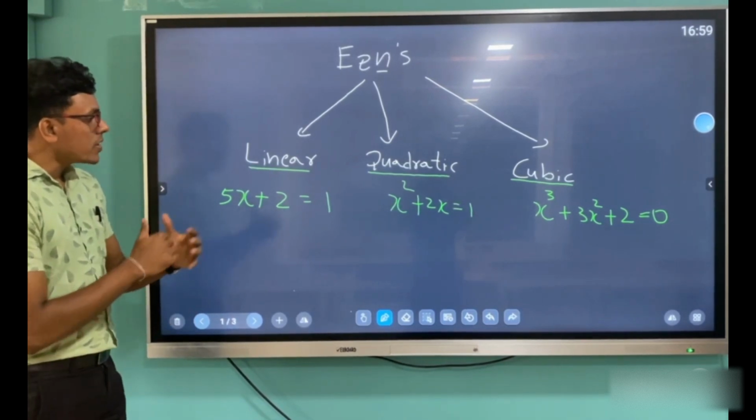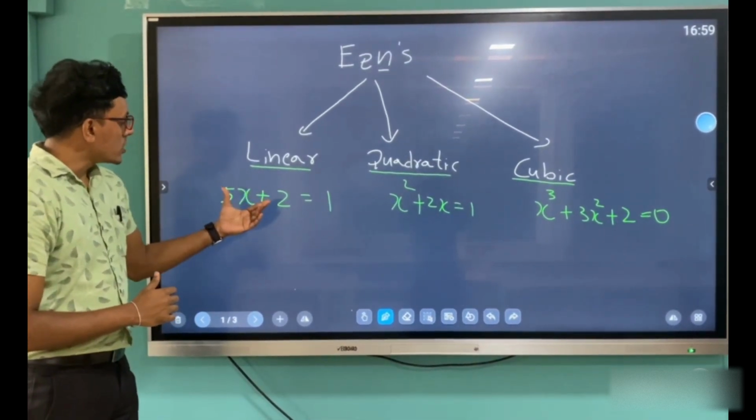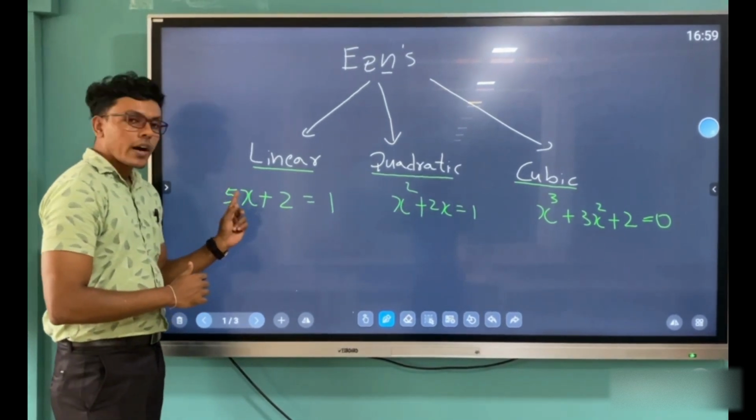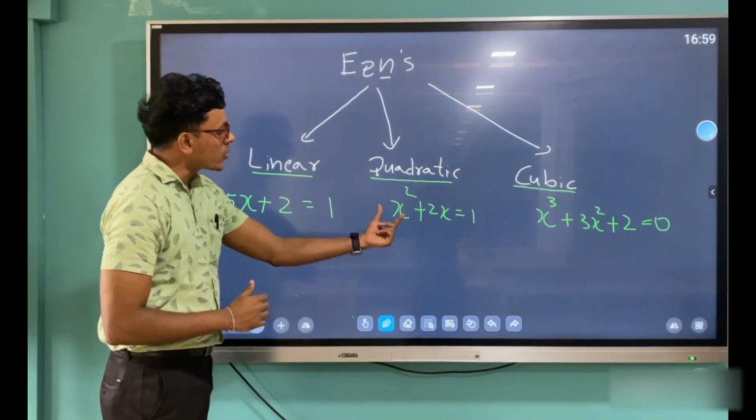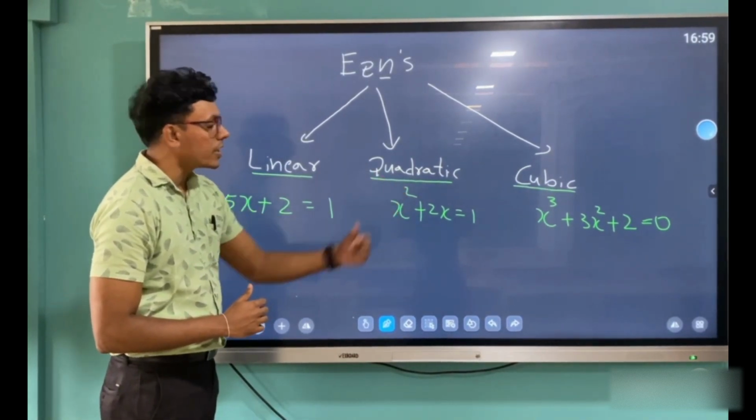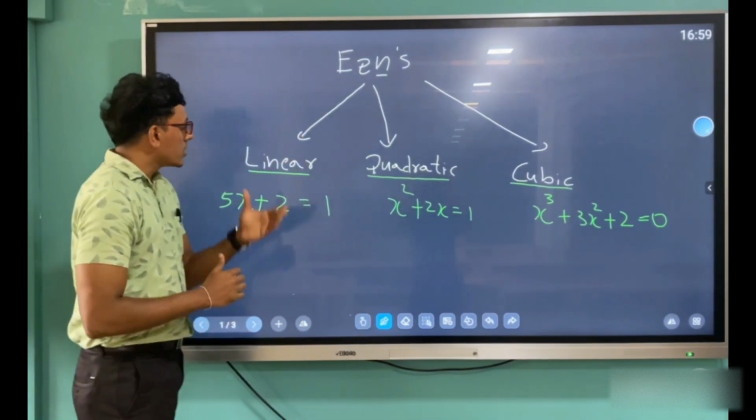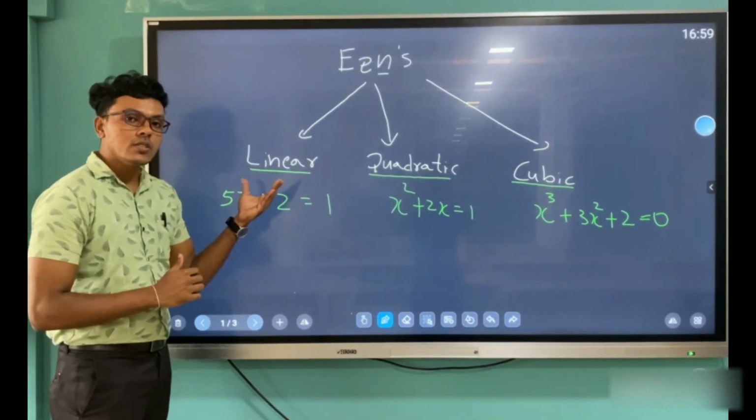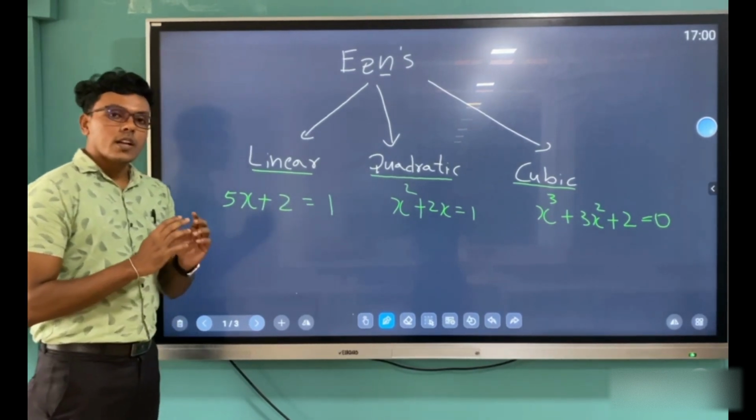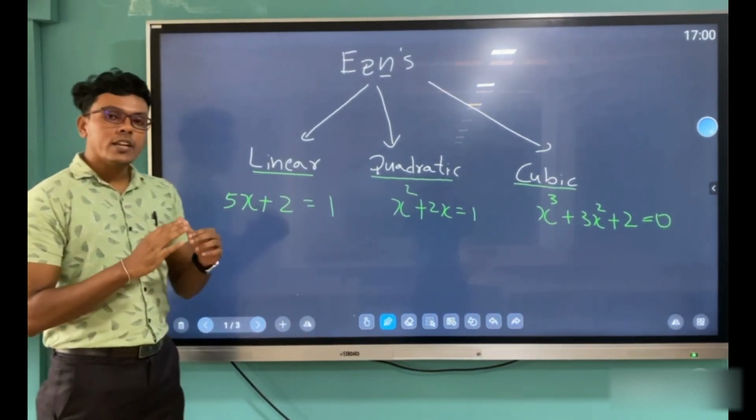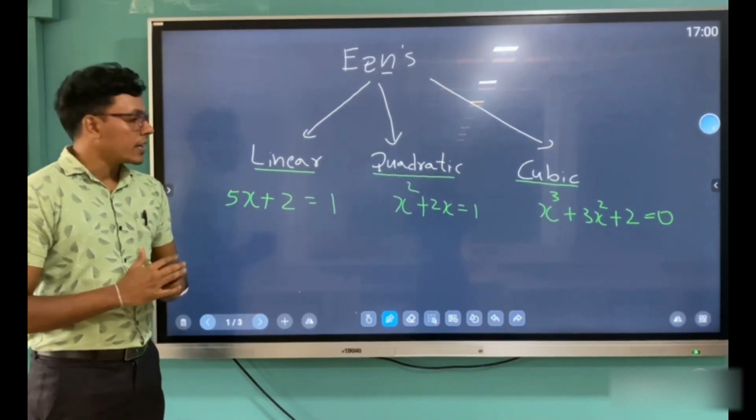When we go through these examples, what are the differences you can see? In the linear equations, the highest power of the variable is 1. In the quadratic equation, the highest power of the variable is 2. In the cubic case, it is 3. So for linear equations, the highest power of the variable is 1. But now the question is, is this the only criterion for an equation to become linear? So we will see that.